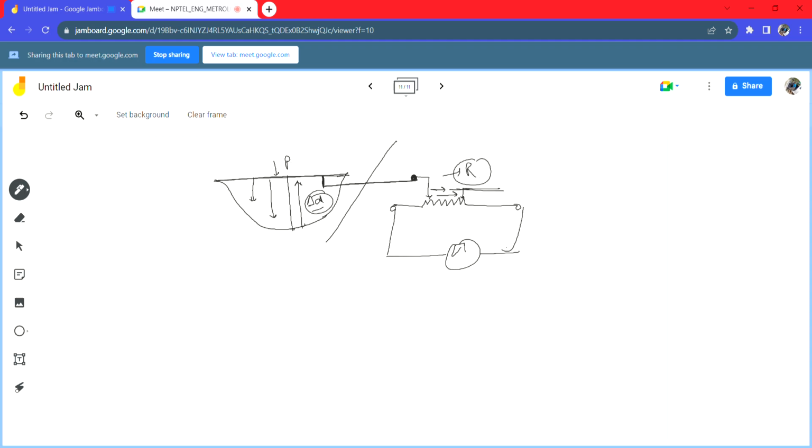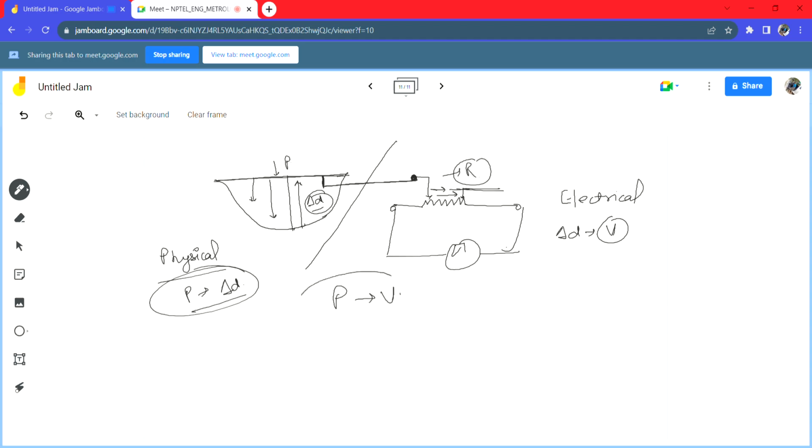So here is a clear demarcation of the two systems that we were talking about. One is the physical system that converts pressure to delta D, and then comes the electrical system which converts delta D into V, and we find a relation finally between P and V. So with changes in voltage, we correspond the changes in pressure.